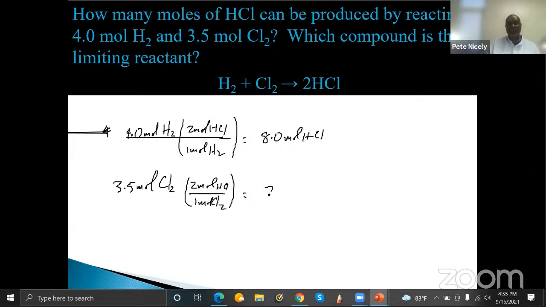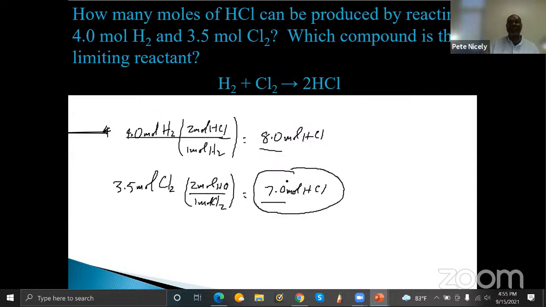And this would equal 7.0 moles of HCl. All right. So basically what I'll do next is compare this to this. And the answer for the first part, because the question is asking how many moles of HCl can be produced, would be this one right here.